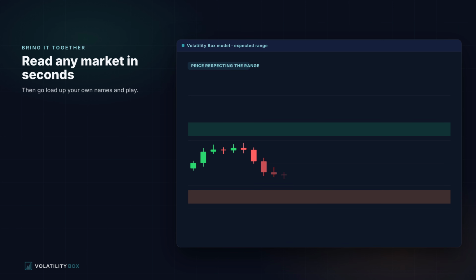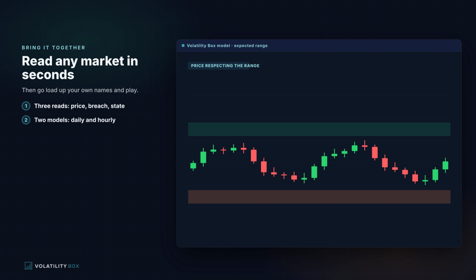So let's bring this all together one more time. Three different things to read. We have the price, we have the breach, and we have the state of the clouds. We have two different models to take advantage of volatility, the daily models and the hourly volatility box models. And each one of those models has the aggressive and the conservative.